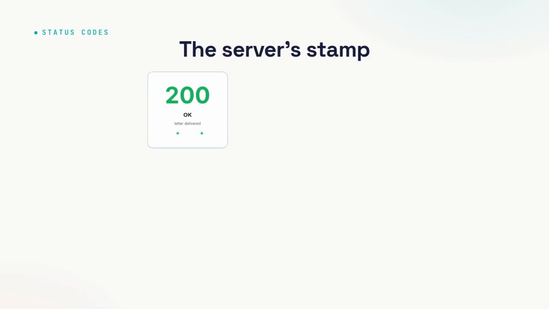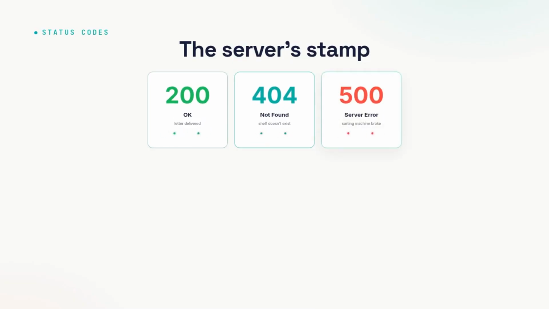Remember those red 404s and 500s from the opening? Now you can read them. The status code is the facility's stamp on the return envelope. 200, letter delivered, everything's fine. 404, I couldn't find that shelf, the path doesn't exist. 500, my sorting machine caught fire, the server crashed trying to handle it. 2 of the 3 red lines from slide 1 are stamped right here. The server was telling you all along, you just didn't have the language to hear it yet.